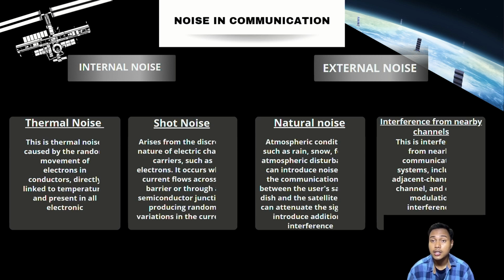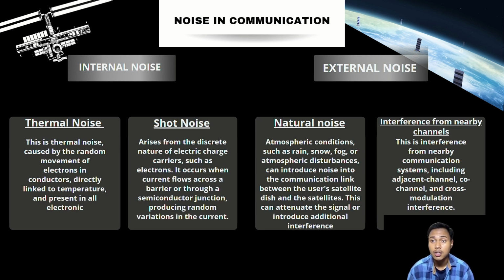For this Starlink satellite system, there are some noise which can be divided into internal and external noise. For internal noise, it has thermal noise, which is caused by the random movement of electrons in conductors, directly linked to temperature and present in all electronic components. Second is shot noise, which arises from the discrete nature of electric charge carriers, such as electrons. It occurs when current flow across a barrier or through a semiconductor junction, producing random variation in the current.